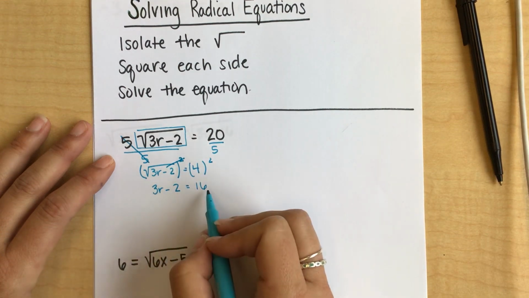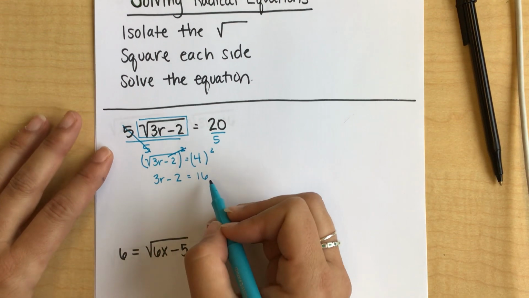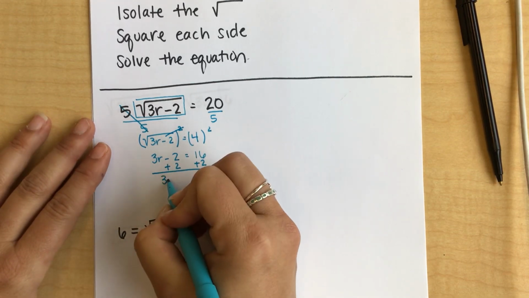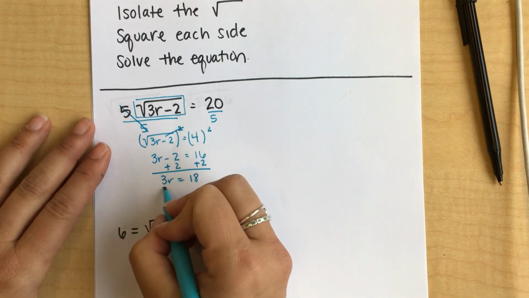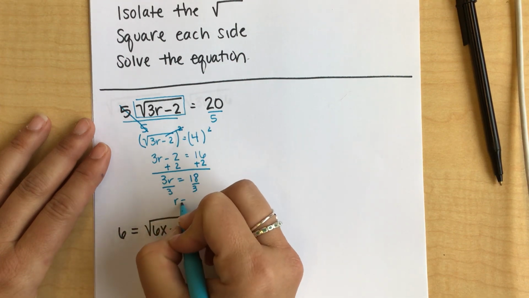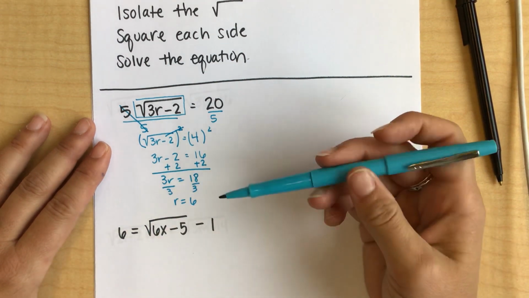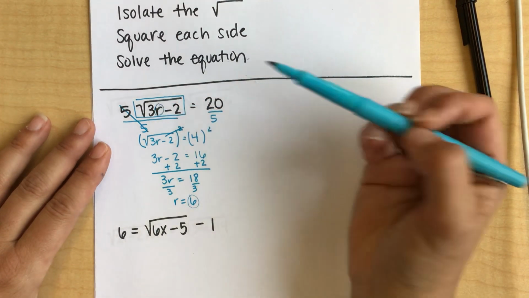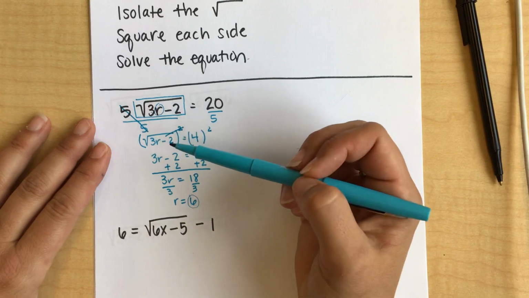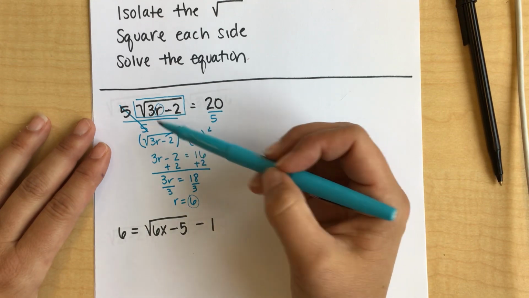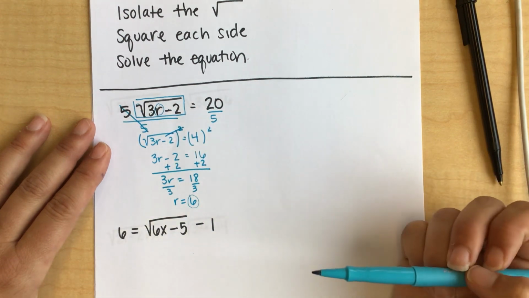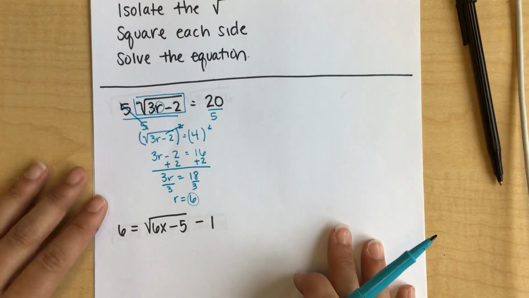So now we just have a basic 2-step equation. So I'm going to add 2 to both sides. So 3r equals 18, and then divide by 3. So r equals 6. And then of course I can always go back and plug my answer back in for my r and make sure it works. So 3 times 6 is 18, minus 2 is 16, square root of 16 is 4, 4 times 5 is 20. Okay, so you can always go back and check your work.